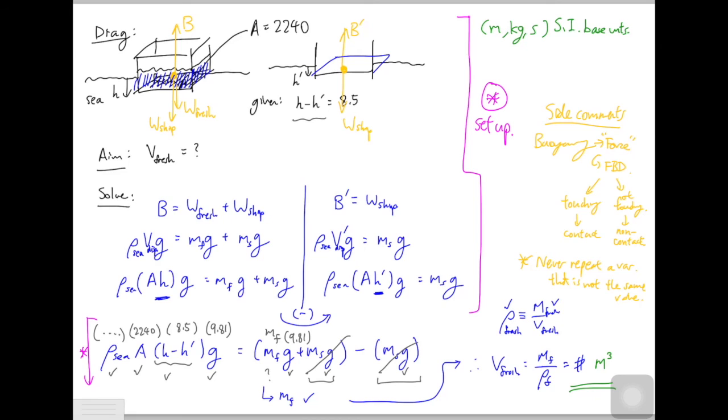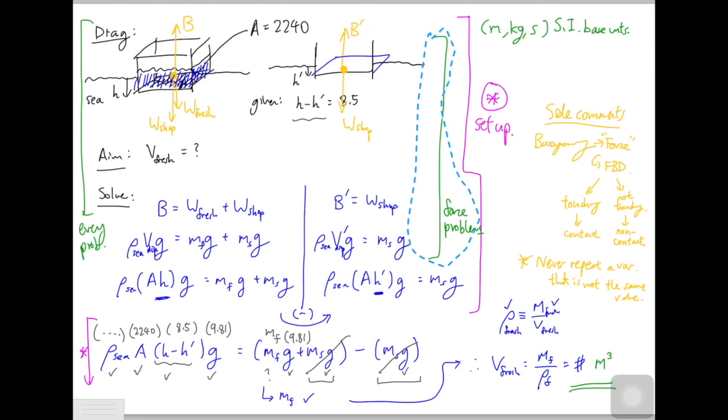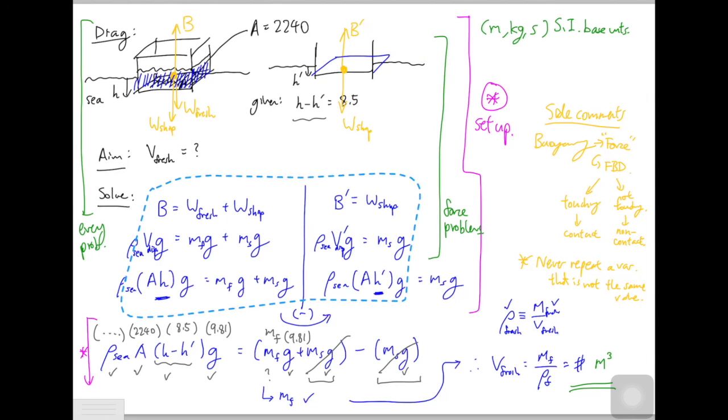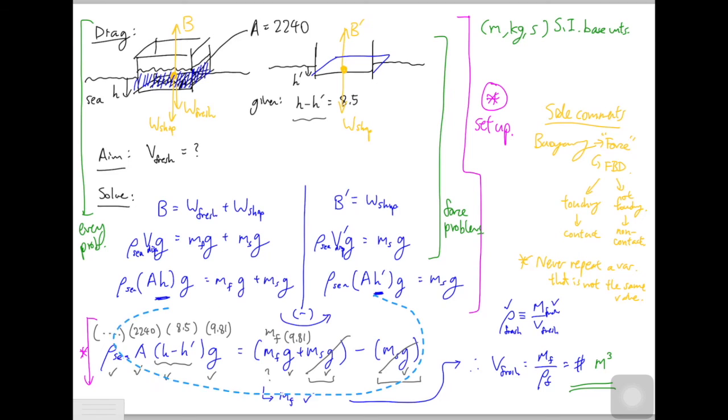So just a summary of what I've done over here. The setup actually consists of two parts. It's the bit in black, which works for every single problem, and the bit in orange and blue, which works for force problems. If you look at this, you might think that, okay, anything in blue and orange is much more important for solving the problem because it looks like this is what ultimately gets you to this.